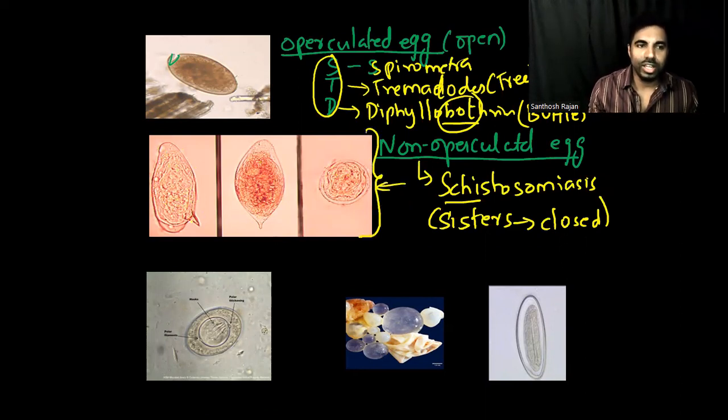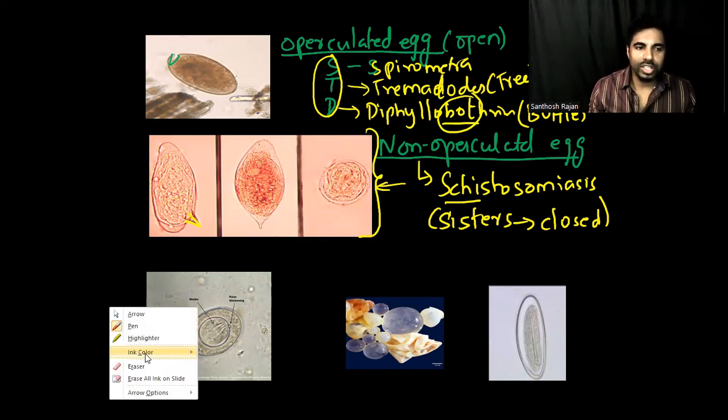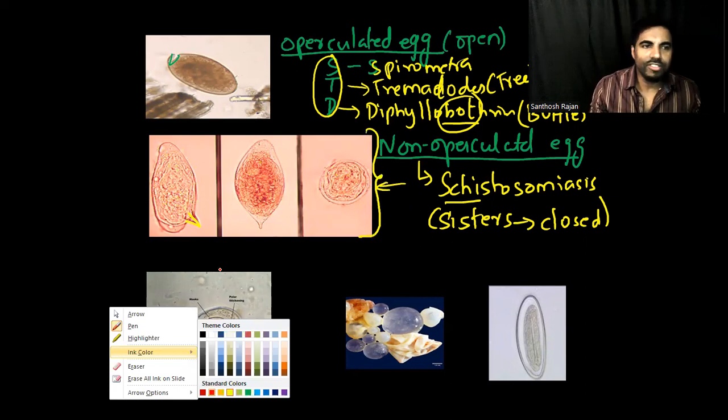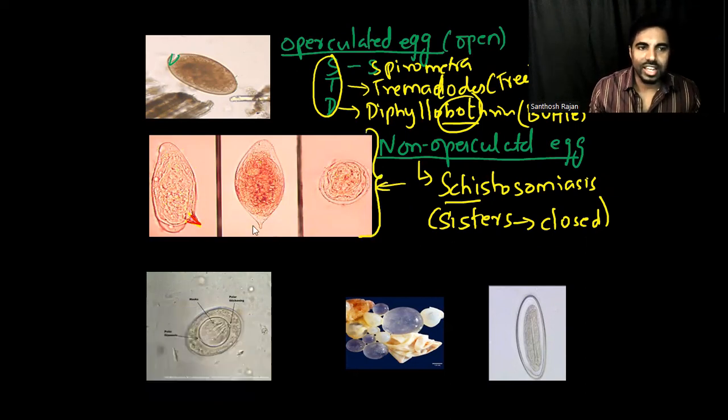Now, you see in this picture, each one has something different, unique. See this picture. In the first one, the spine is on the lateral side. First, the spine is on the lateral side. Here it is in the center. Here it's only a small knob. So the first one is called Schistosoma mansoni.